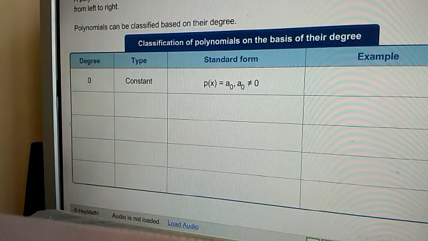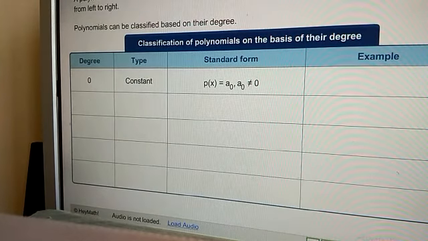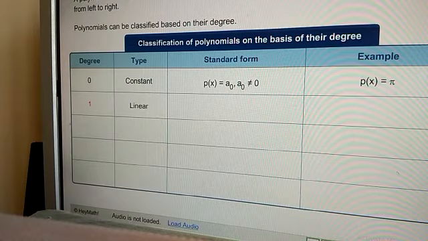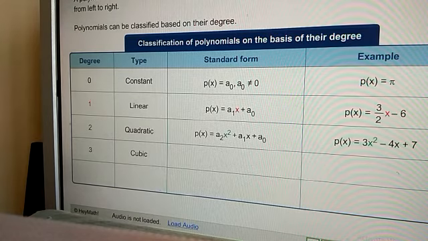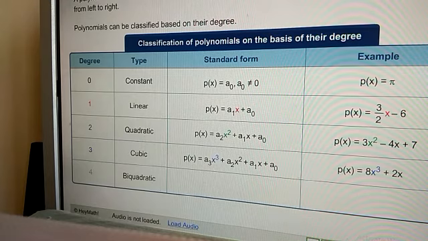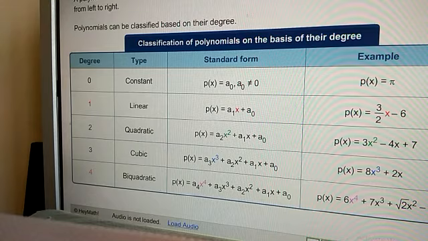Now, the standard form we already discussed. We'll just have a look into that. The polynomials are categorized according to the degree of the polynomial, that is what is shown here. I will write everything and I will explain that. Here the standard form, the format is given. We'll just have a look at examples as well as the type.